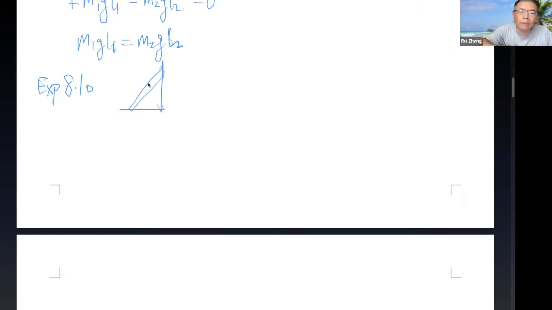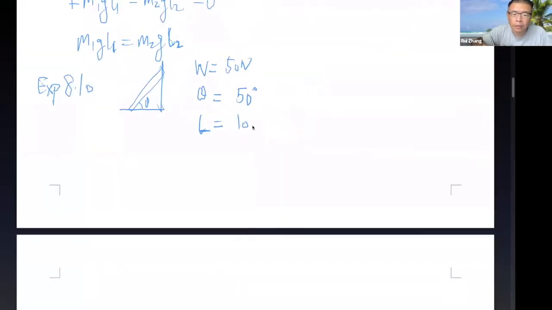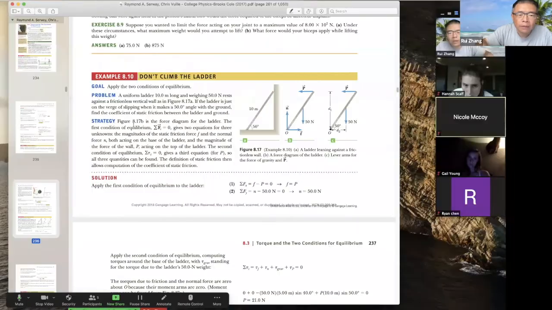So we're given the weight of the ladder, which is 50 Newton. We're also given this angle, which is 50 degrees. We're also given the length of the ladder, let's call it capital L, which is 10 meters. So that's three pieces of information. Now we need to find the coefficient of static friction.